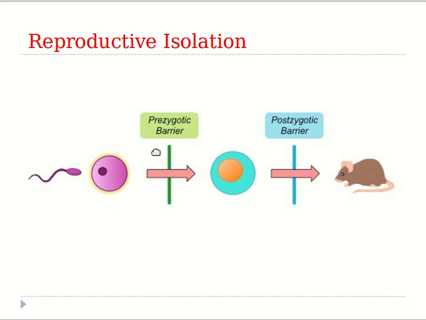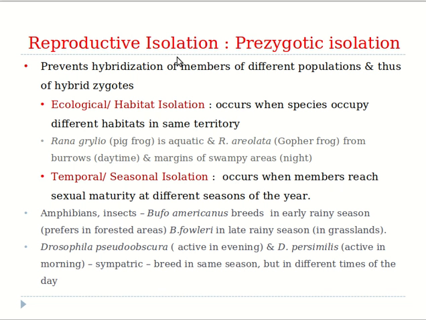Prezygotic barriers include those isolation mechanisms which prevent the formation of zygotes. Postzygotic barriers are those isolating mechanisms which never prevent the formation of the zygote, but actually prevent the formation of viable individuals from the zygote. The zygote is formed, but it may not develop into viable, fertile offspring in the future. So these are the two kinds of reproductive isolation. The first one is prezygotic isolation.